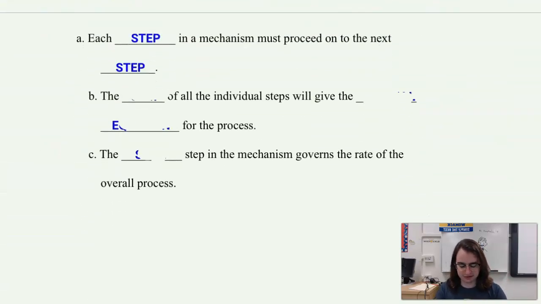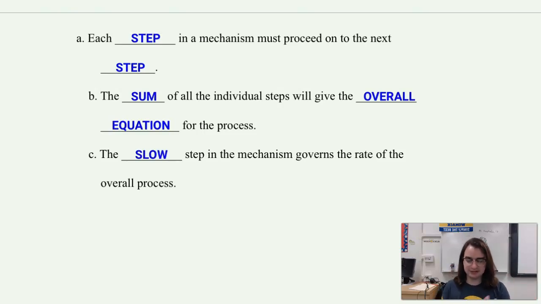Each step in these reactions is going to lead to the next step. So if you notice, I always form some sort of product and then use those products later. Things aren't just coming out of nowhere, they are coming from somewhere. The sum of all the individual steps will give us the overall equation. That's the thing that we did together.